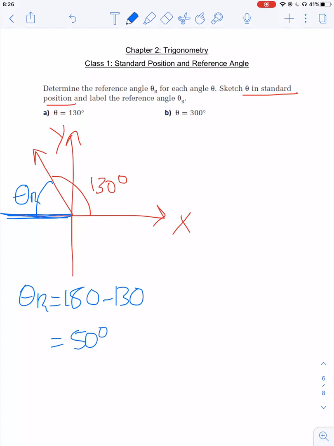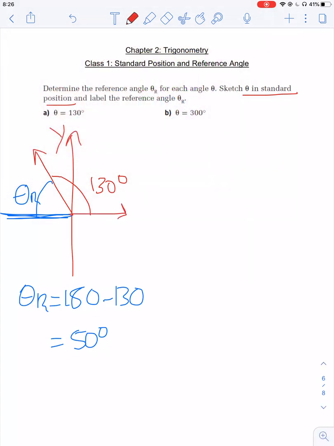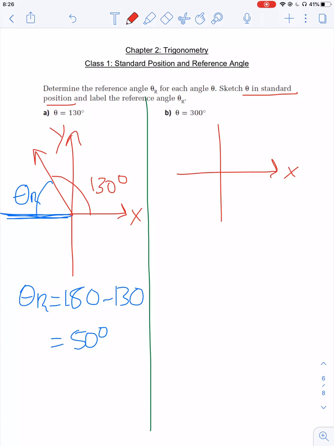So for question B, let's remove this a little bit. Let's make some space. So this is X. Now let's do question B. So I'm just gonna maybe separate the two. So let's just draw a green line in between. Okay, so 300 degrees. So again, draw your Cartesian plane XY, right? Start with 0, 90, 180, 270. So this is more than 270, exactly 30 more, right? So maybe something like this.